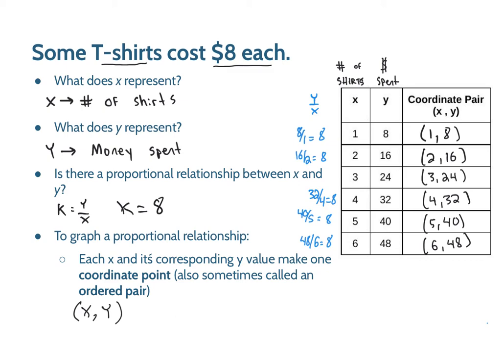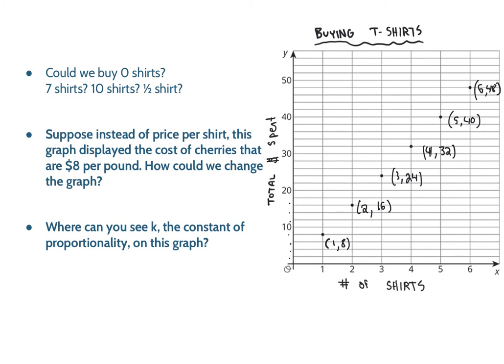So here I've gone ahead and graphed all of those coordinate points we came up with on that last table. And we are being asked some questions about this new graph. The first thing we are being asked is, could we buy 0 shirts or 7 shirts or 10 shirts or half a shirt? And the answer to that is that while 0, 7, and 10 would make sense, this whole idea of half a shirt wouldn't quite make sense on this graph. You can't really purchase half a shirt.